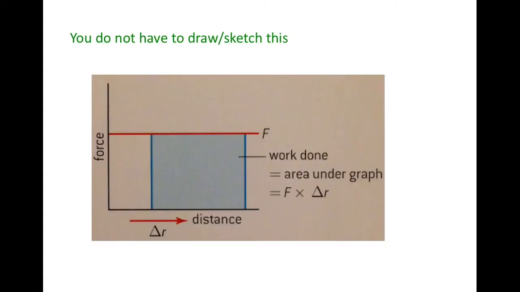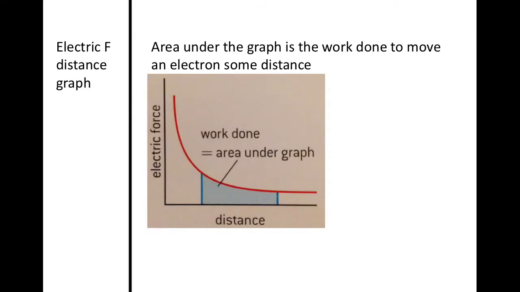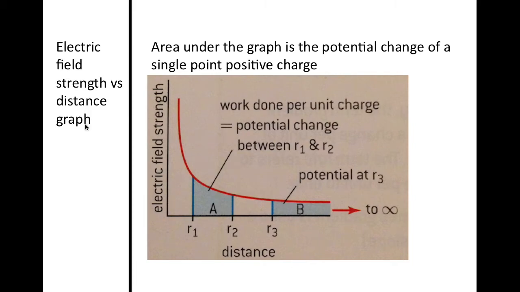Now, remember how finding the area under a force distance graph gives you the work done to move an object over some distance r? Well, we can find the amount of work done to move an electron some amount of distance by finding the area under the graph of an electric force distance graph. The electric field strength versus distance graph, if we find the area under the graph, this is the potential change of a single point positive charge.